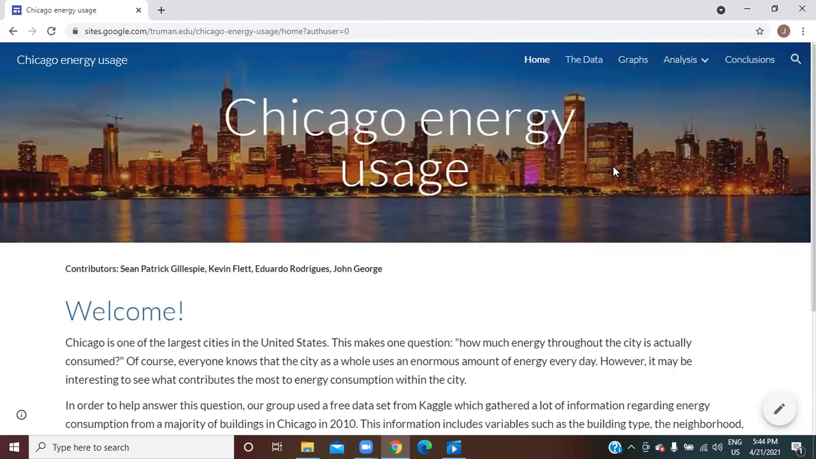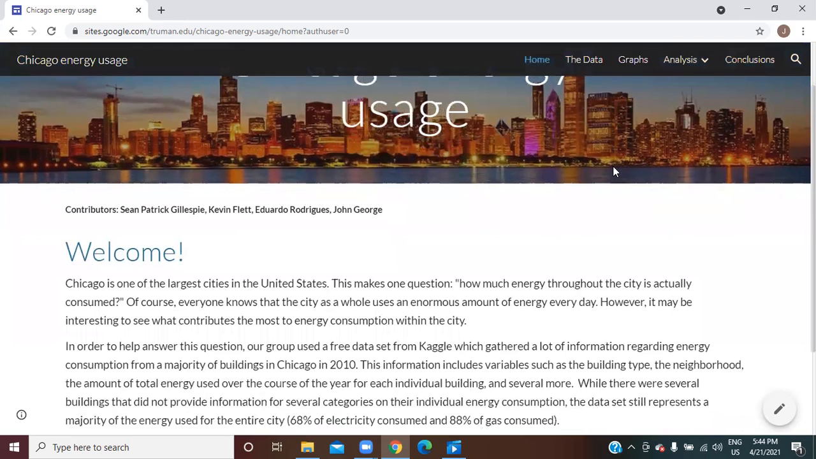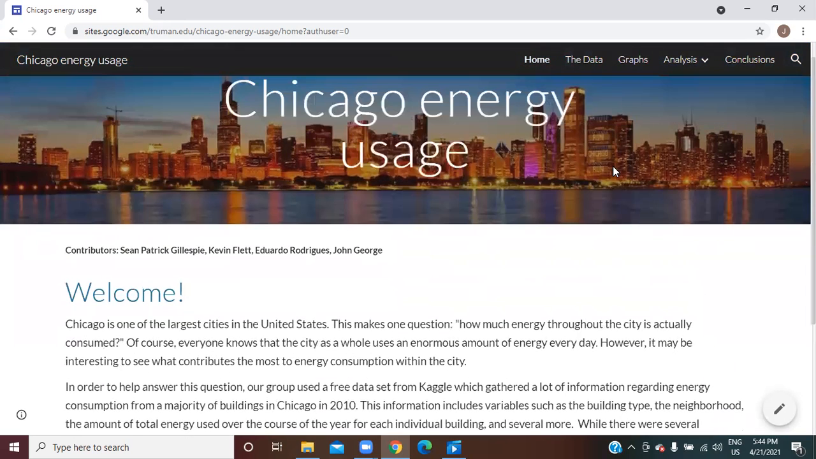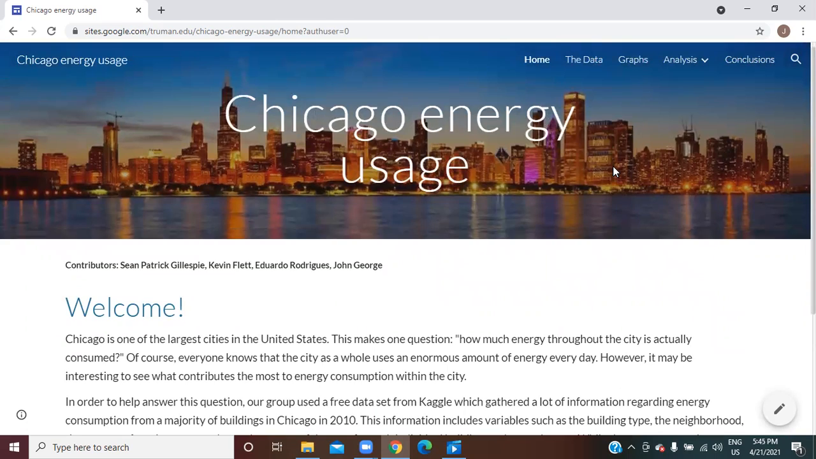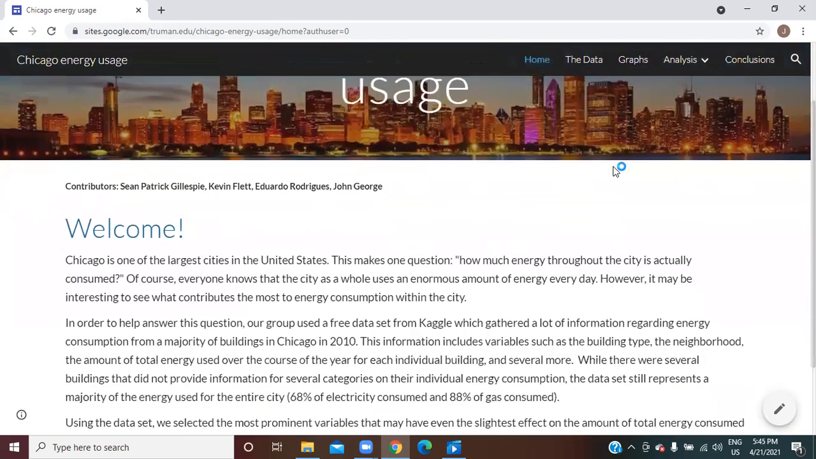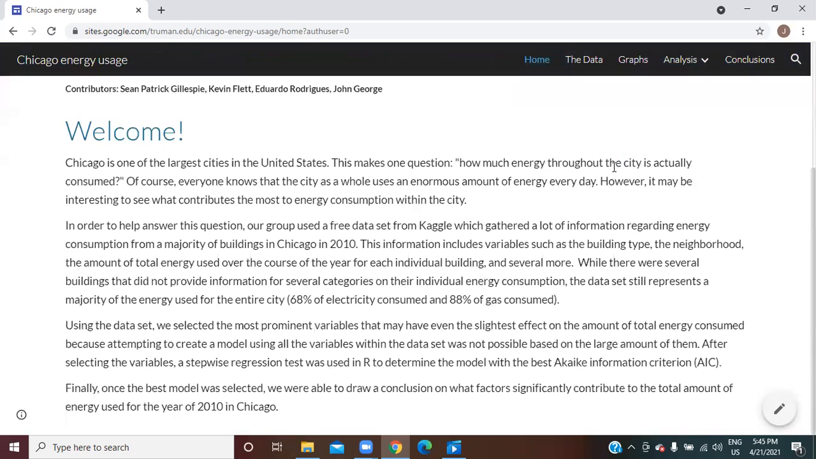So, first off, I want to describe the data set we found. We chose one of the preset data sets available to us in the rubric, and it deals with the Chicago energy usage in the year 2010. We found it on Kaggle, and it has dozens of variables and thousands of observations. And this proposed a question: how much energy throughout the city is actually consumed?